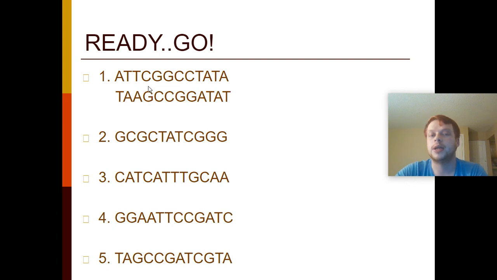And we know that C pairs with G. So if we go down here to number 2, G is going to pair with C. So you put a C right here. C pairs with G, so you'd write a G right there. The process is pretty simple, and if you get confused by it, that's okay. That's what office hours are for.